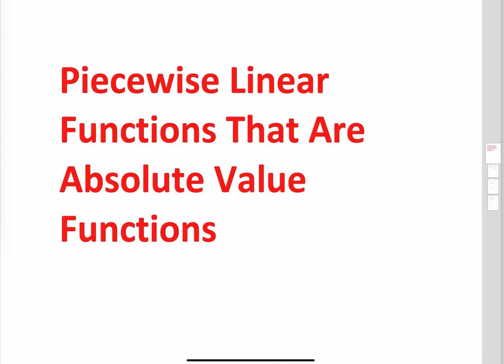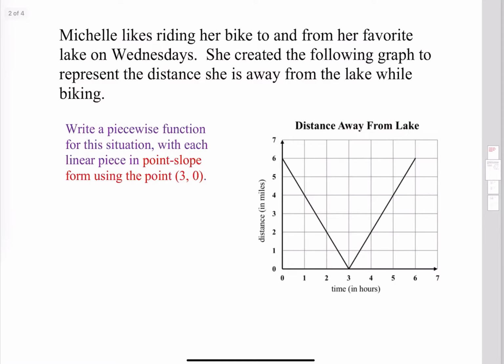Today we're going to take a look at a piecewise linear function that might also be an absolute value function. Our goal is to be able to recognize when that piecewise function is going to be an absolute value function. Let's start off by taking a look at this first scenario.